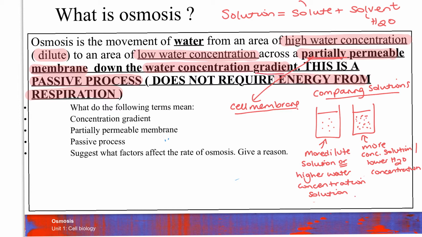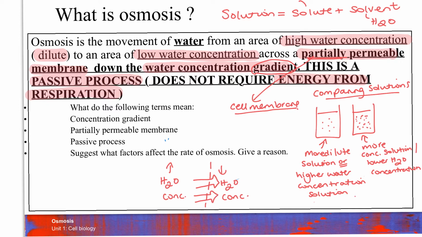Let's just check we understand this word gradient. The word gradient means when there is a higher concentration on one side than the other. So if we imagine that this was our membrane here, if we had a higher water concentration on this side and a lower water concentration on this side, the concentration gradient would be in this direction and water would move in this direction.